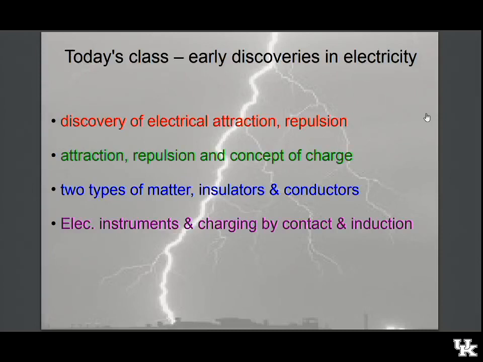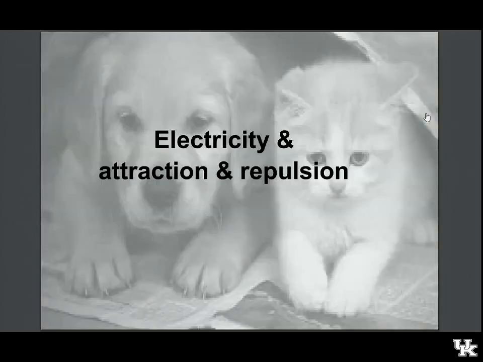I'm going to talk about some important instruments for working with electricity. And I'm going to talk about some important ways you can electrically charge things. Okay, so if you think about dogs and cats, you think about husbands and wives, there's both attraction and repulsion some of the time. And so we're going to talk about electrical attraction and repulsion, and see how those ideas emerged.